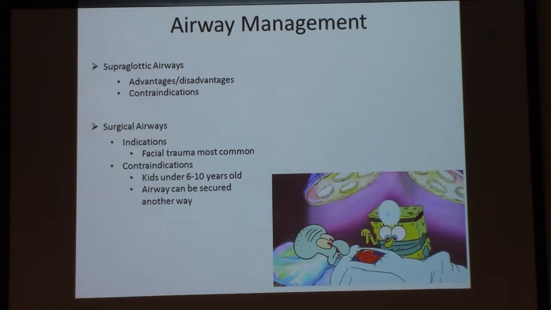Other airways, surgical airways. Again, we have surgical crikes, we have quick trachs. We use quick trachs here, and we use them on anybody over 76 pounds. That's our 4.0. From 22 pounds to 76 pounds is our 2.0 quick trachs. Anybody under 22 pounds, we go back to using the needle crike. But it is a way to secure the airway.